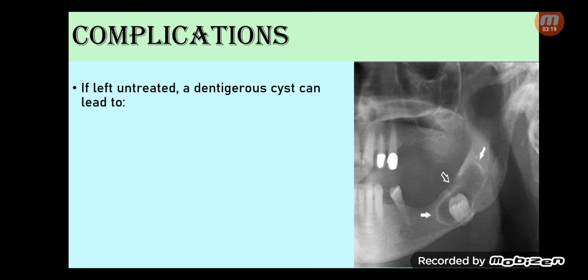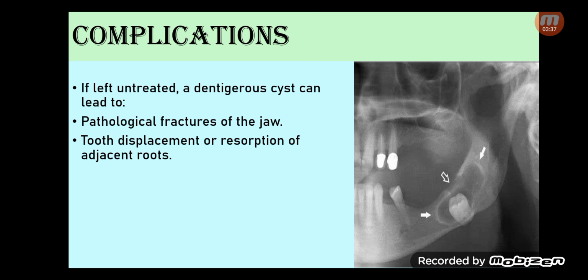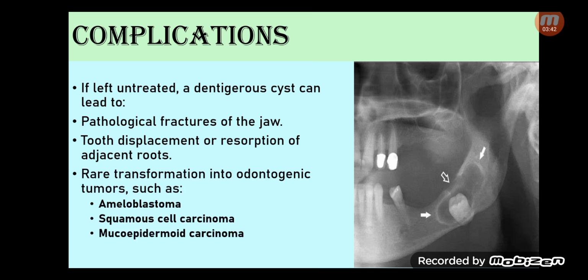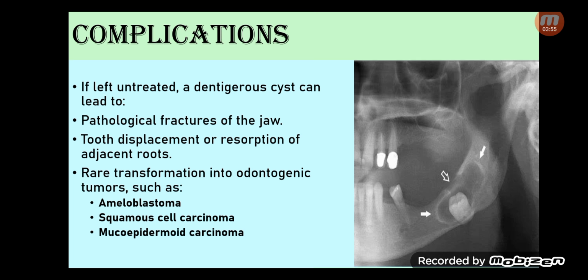Now we will talk about complications of dentigerous cyst. If left untreated, dentigerous cyst can lead to pathological fractures of the jaw because it keeps expanding, and when it expands to a larger area, it can cause weakening of the bone, and as a result, it can cause fracture of the jaw. It can cause tooth displacement or resorption of adjacent roots because of its expanding nature, and it can also, even though it is rare, transform into odontogenic tumors such as ameloblastoma, squamous cell carcinoma, and mucoepidermoid carcinoma.